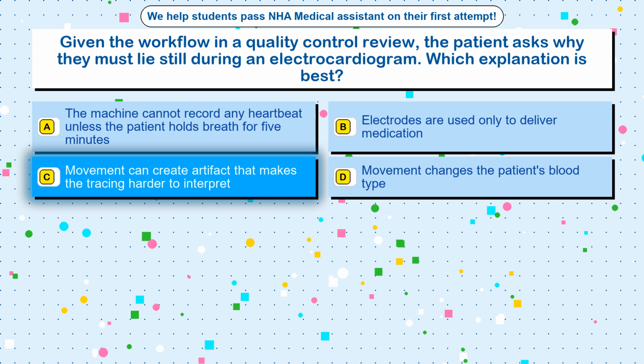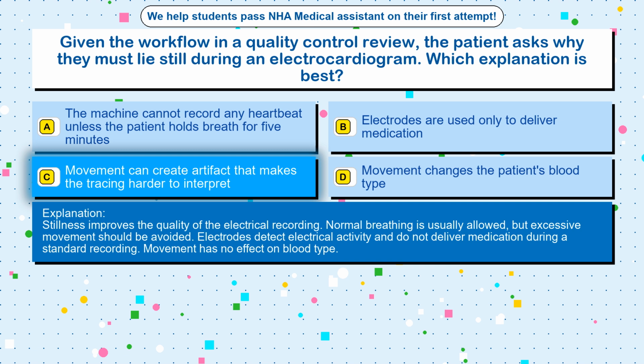The correct answer is option C. Movement can create artifact that makes the tracing harder to interpret. Stillness improves the quality of the electrical recording.